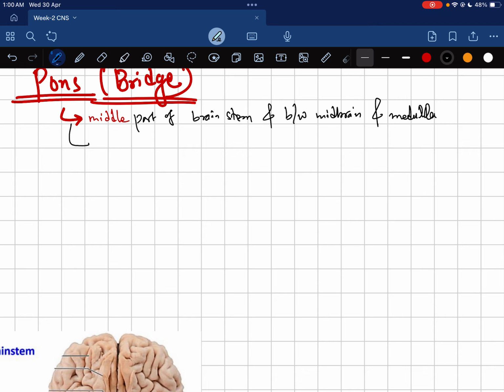It lies in the posterior cranial fossa on the clivus, anterior to the cerebellum.